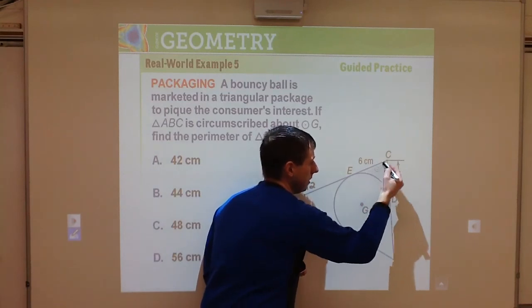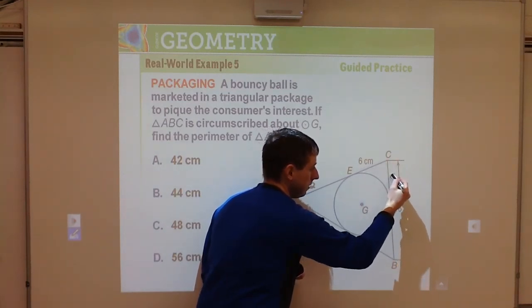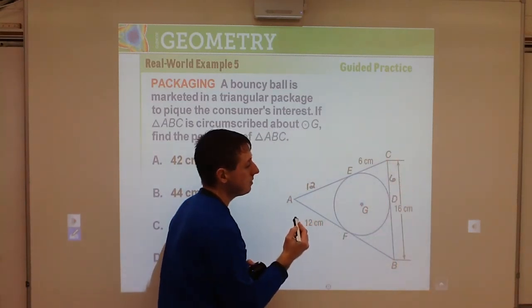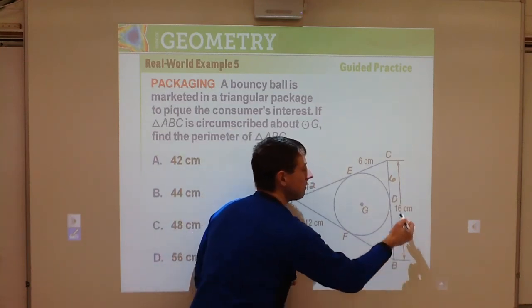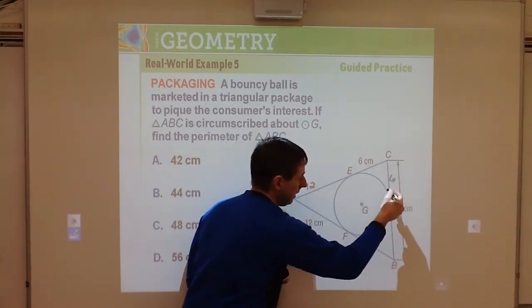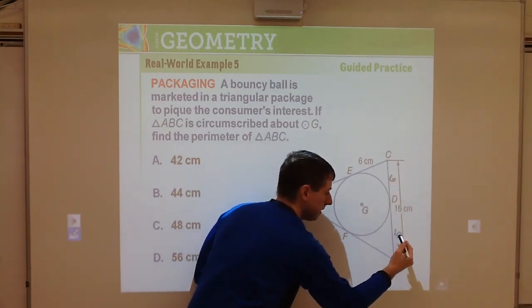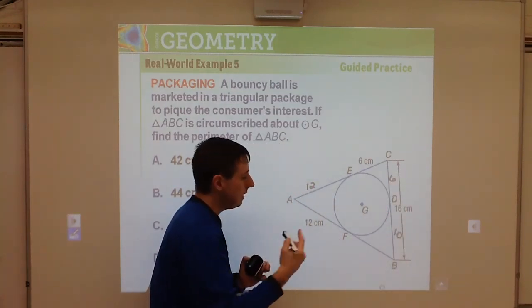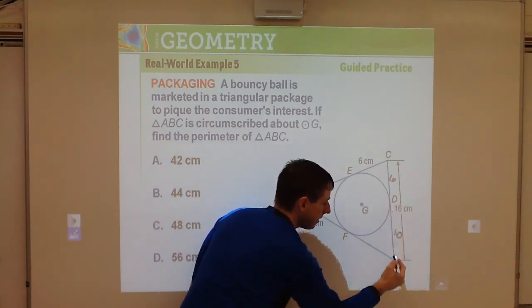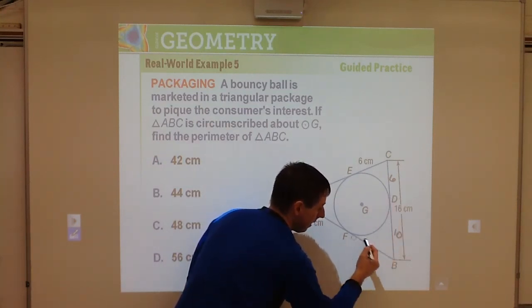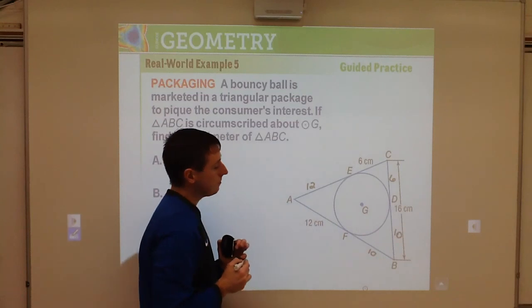Now over here, CE 6. So CD is 6. Then they did the same thing for us. If the whole thing's 16, and I have 6 there, 16 minus 6 tells me that's 10. And then that means if this is 10 here, B to D, then B to F is also 10.